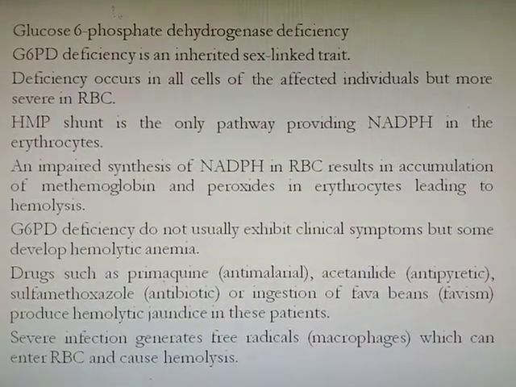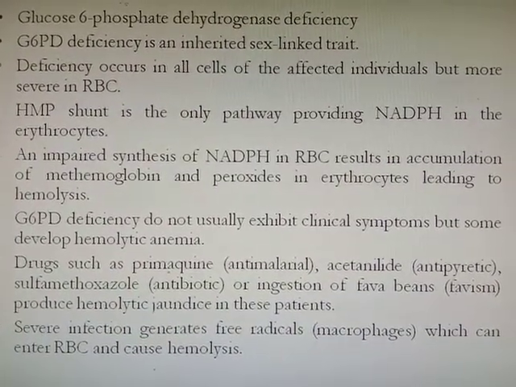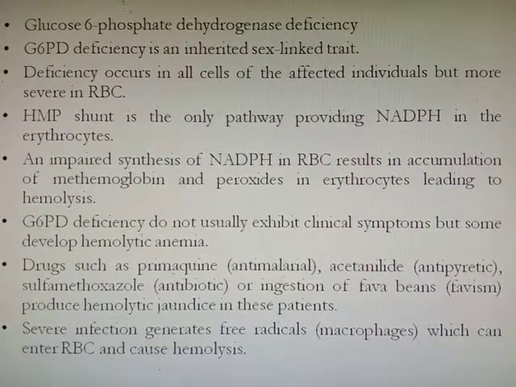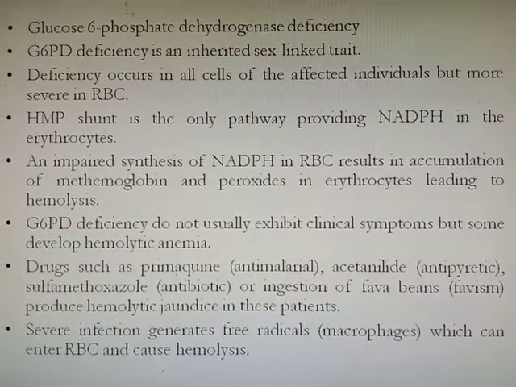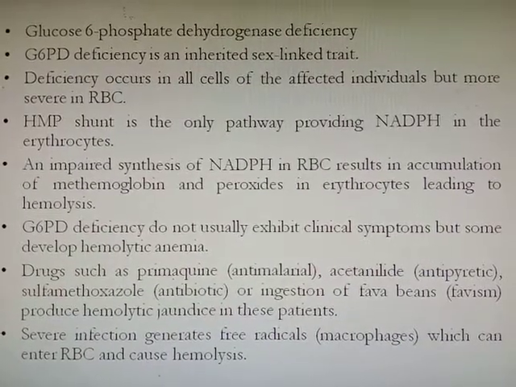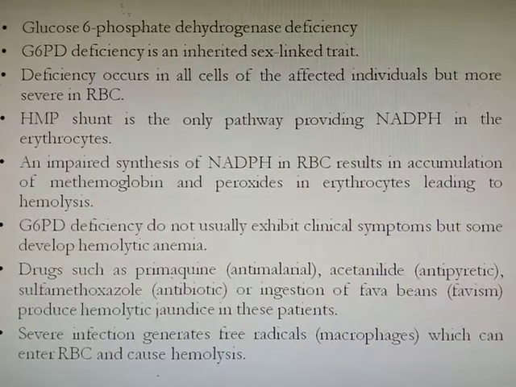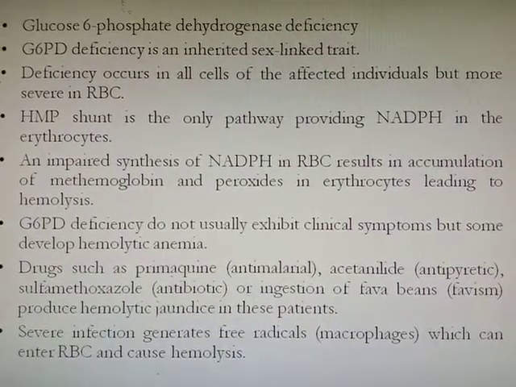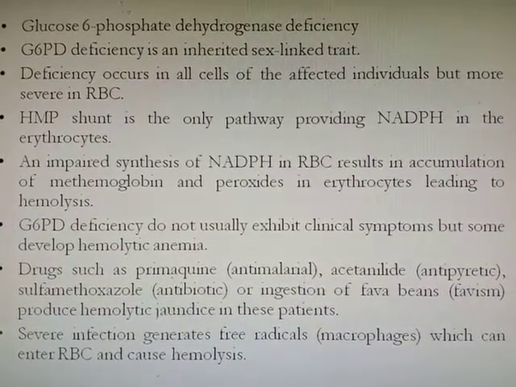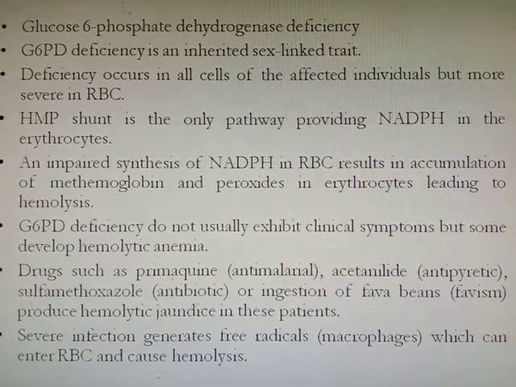Glucose 6-phosphate dehydrogenase deficiency. Glucose 6-phosphate dehydrogenase deficiency is an inherited sex-linked trait. The deficiency occurs in all cells of the affected individual, but it is more severe in RBCs. The HMP shunt is the only pathway providing NADPH in the erythrocyte. Impaired synthesis of NADPH in RBCs results in the accumulation of methemoglobin and peroxides in erythrocytes, which leads to the hemolysis of RBCs.